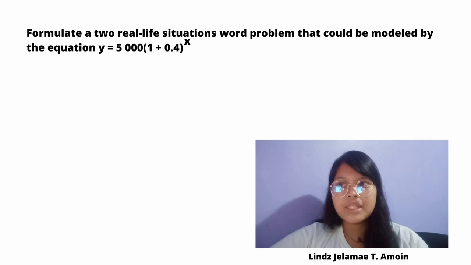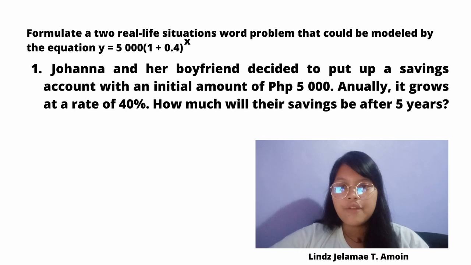Formulate two real-life situation word problems that could be modeled by the equation y = 5,000 × (1 + 0.4)^x. For the first problem, Johanna and her boyfriend decided to put up a savings account with an initial amount of 5,000. Annually, it grows at a rate of 40%. How much will their savings be after 5 years?